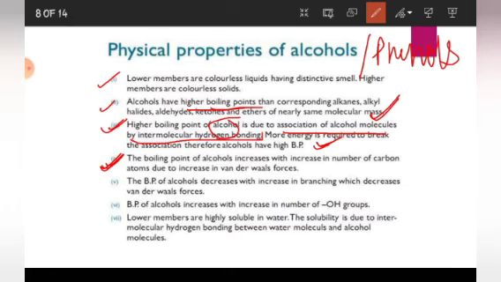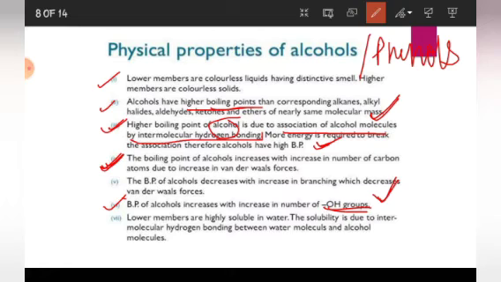Boiling point of alcohols, point 6: it increases with the number of OH groups. This is also a condition if we compare monohydric, dihydric and trihydric alcohols. What does this mean? If there is only one OH group, it is known as monohydric. If there are two, it is known as dihydric. If there are three OH groups, it is known as trihydric. So if I compare these three groups, the boiling point will increase as the number of OH groups increases. You need to keep this also in mind.